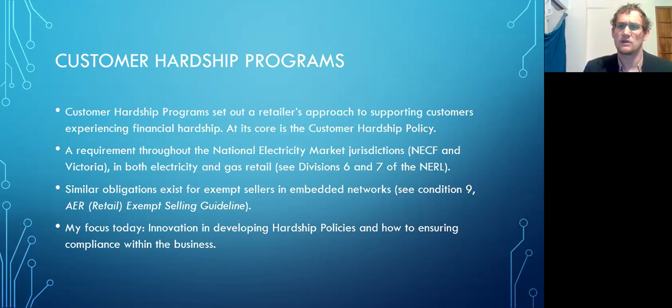There's also similar obligations to those that exist with respect to hardship customers for retailers for the customers of exempt sellers and embedded networks. So again, I'll get into some of the specific details later, but there's requirements around providing customers with flexible payment options, with providing them with energy efficiency advice, with providing them advice on access to concessions and rebates, very similar to the expectations for retail customers.